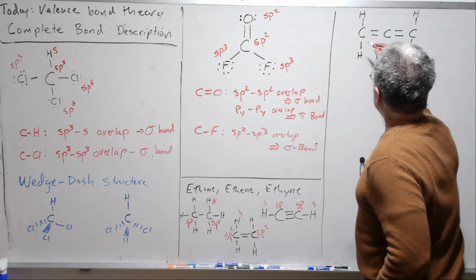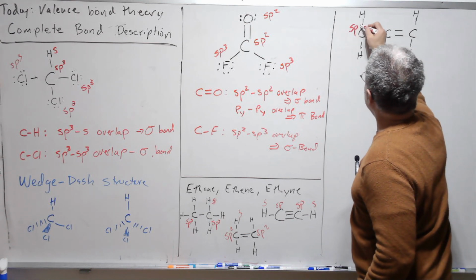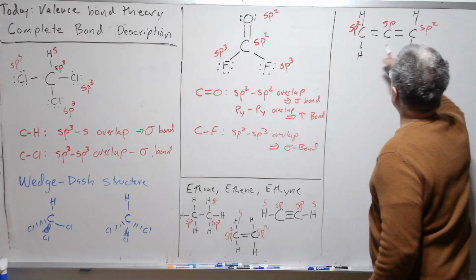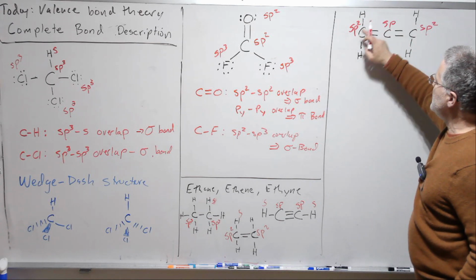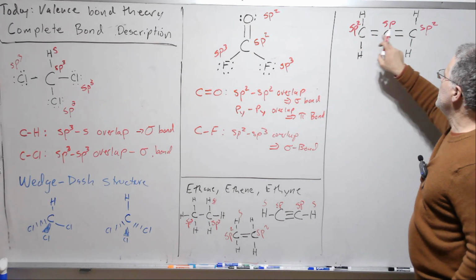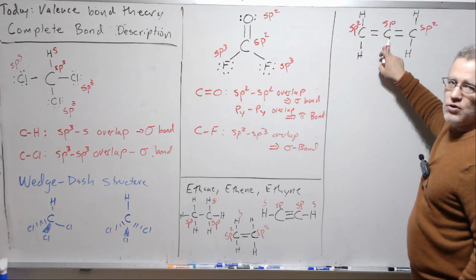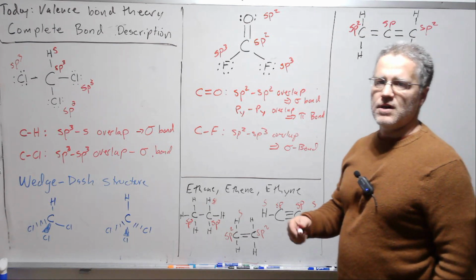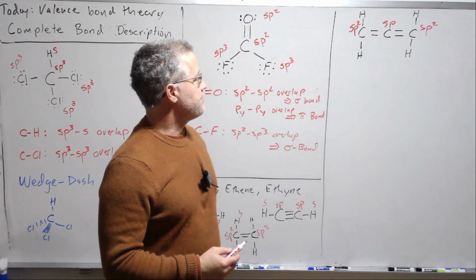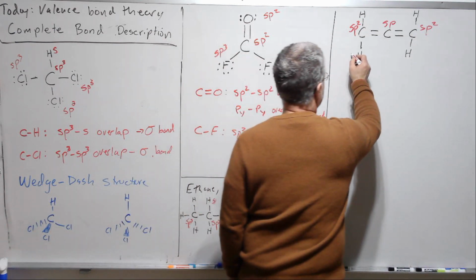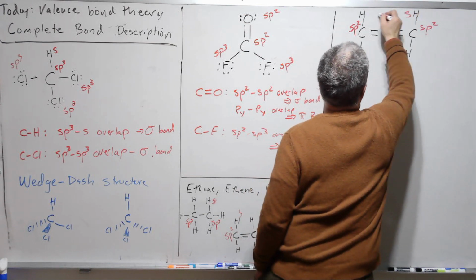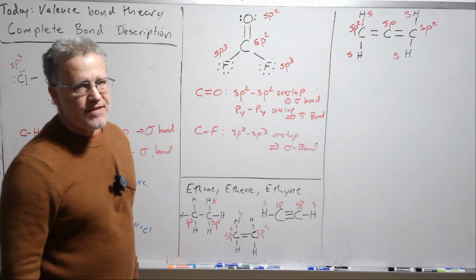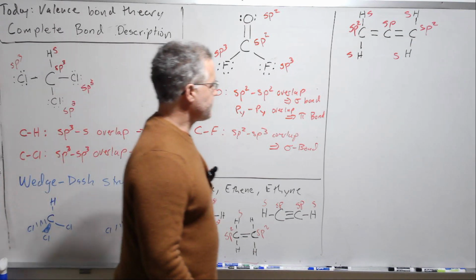So let's identify things. This is an sp2, sp, sp2. How do we see that? Three sources of electron density, boom, automatically sp2. Two sources of electron density, boom, automatically sp. Three sources of electron density, boom, automatically sp2. Hydrogens are all s's. Okay. Now let's start to give the complete bond description here.